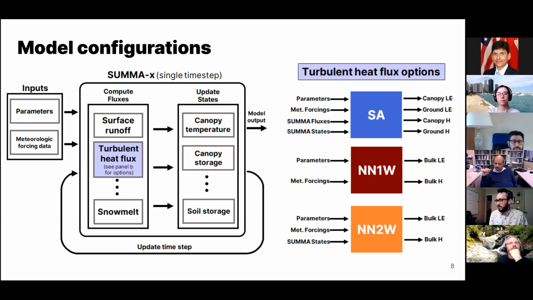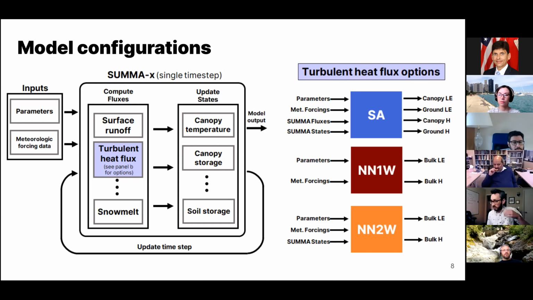In this case, we have the same sort of parameters and forcing data going into NN2W. And we also take in SUMA calculated states from the previous time step. So this kind of lets SUMA talk to the neural network as well as the neural network talk to SUMA. This also just outputs the bulk heat fluxes.